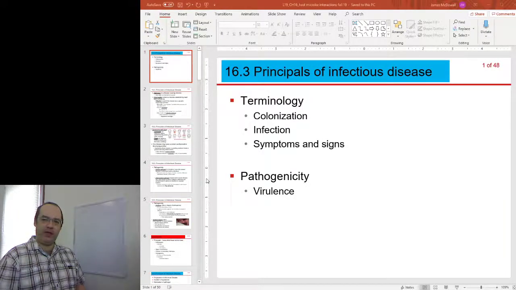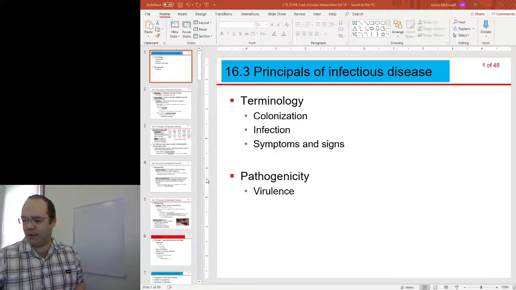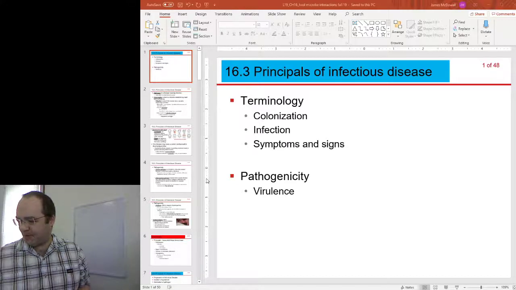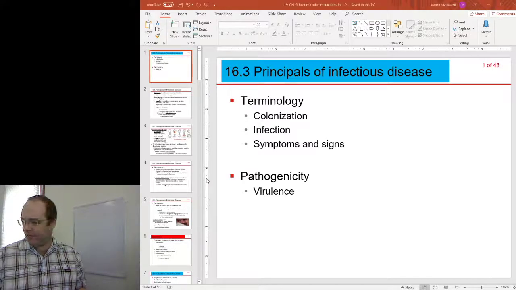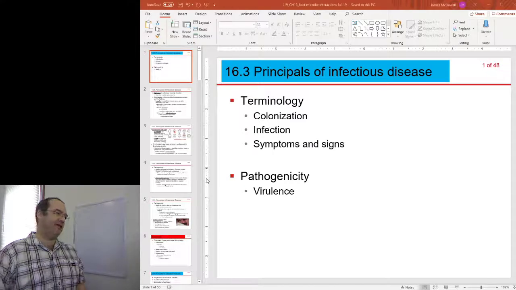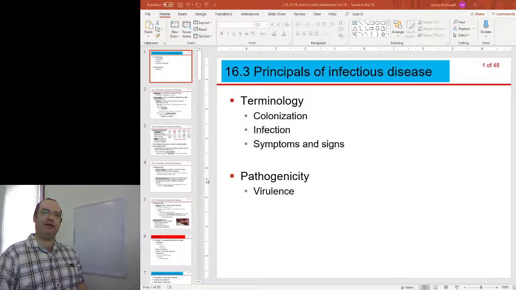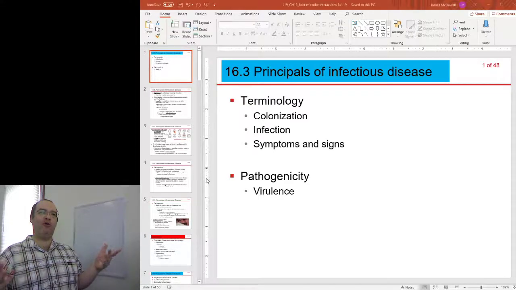Welcome to another week of material, and this week we are looking at chapter 16 in the textbook, starting on page 415, host microbe interactions. The idea behind this chapter is how do microbes affect their hosts.